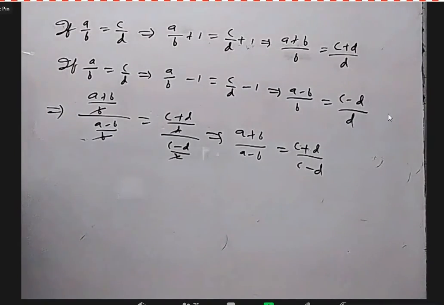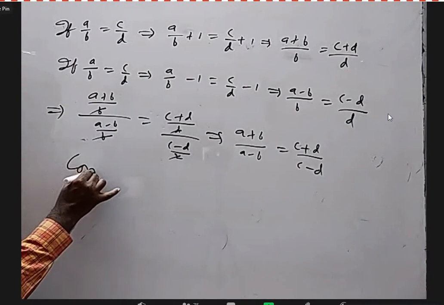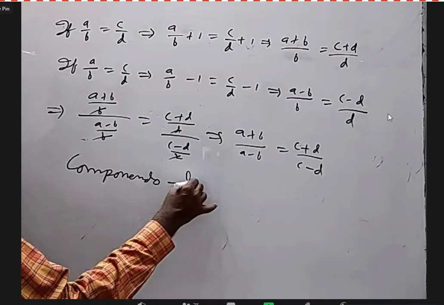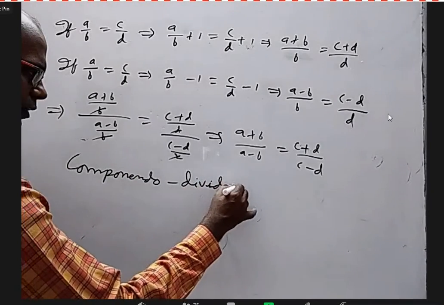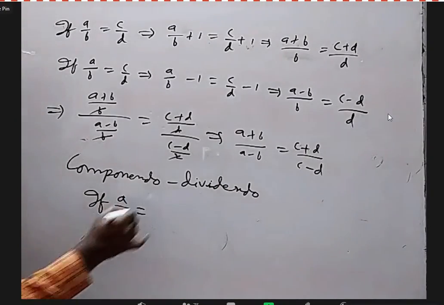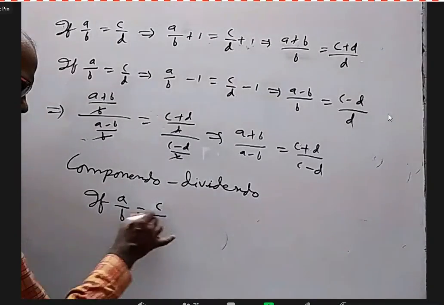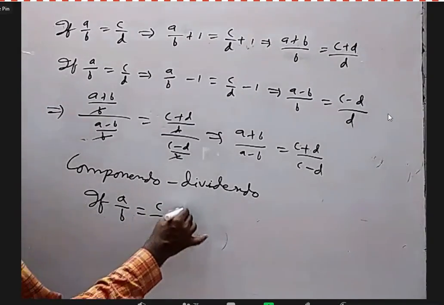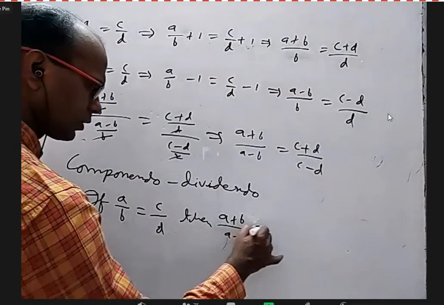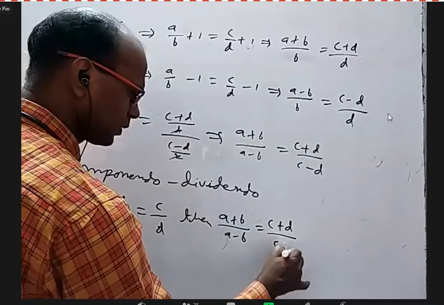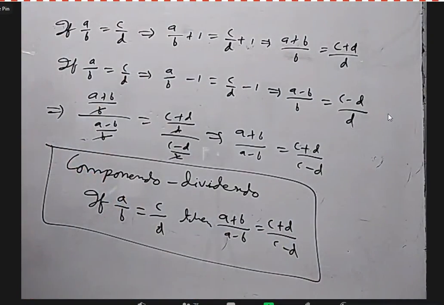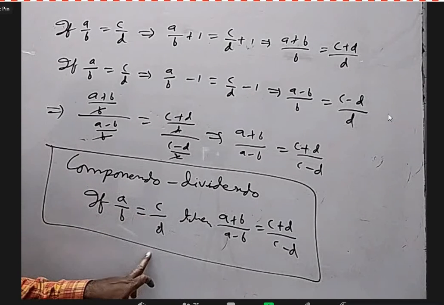The final statement we call componendo and dividendo. Sir, in trigonometry, will we use alternando and invertendo? No, that won't be needed. If a by b equal to c by d, then a plus b by a minus b equal to c plus d by c minus d. That's all. The final statement of componendo and dividendo is when two fractions are equal.